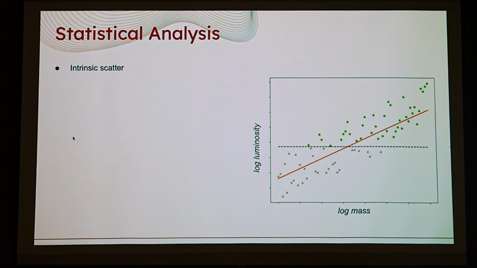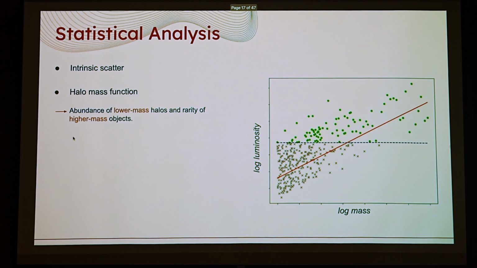But just to illustrate a little bit how these effects work, I'm showing here the log of luminosity, the log of mass, and let's just assume that the true scaling relation that we want to recover is this red line here. So we can already see that the data is scattered around that, but a more realistic representation would be something like this, because we have the halo mass function, meaning when we are looking at the universe, we see much more lower mass structures than high mass structures.